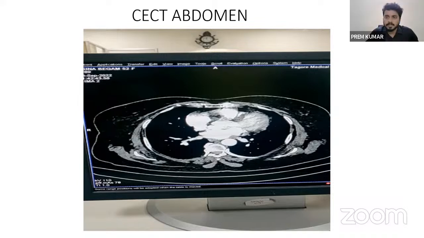Is there any role of excision of the common bile duct in these patients? When do you excise the common bile duct in these patients? If there is any local infiltration of the common bile duct, we can excise the common bile duct.